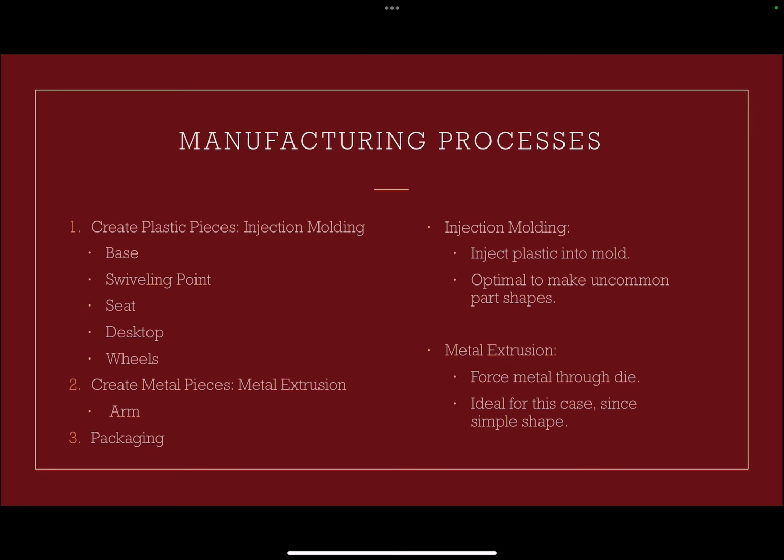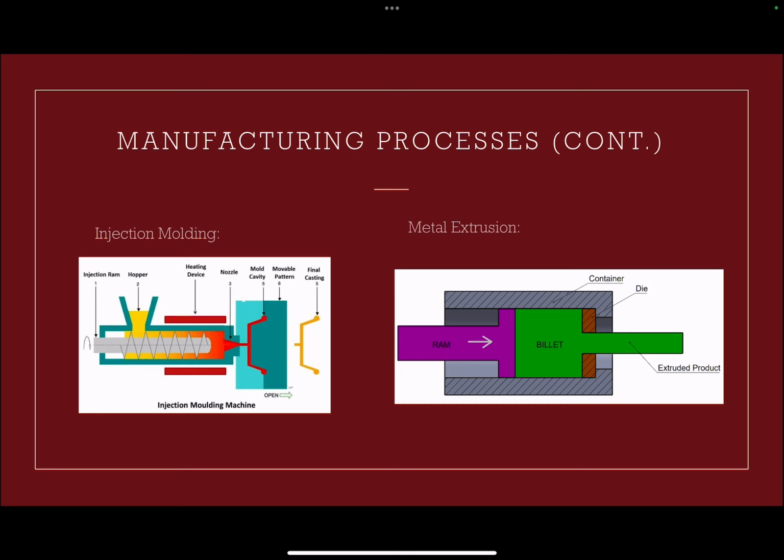The manufacturing processes. Most of this is made out of plastic, so that'll be made with injection molding, which I'll describe here in a second. And then the arm is made out of metal, which will be made using metal extrusion. Injection molding is kind of what it sounds like. You put hot plastic into a mold, and then your final product looks like that mold. And metal extrusion is pretty similar. You push the metal through the die, and then your final product looks like what's in the die.